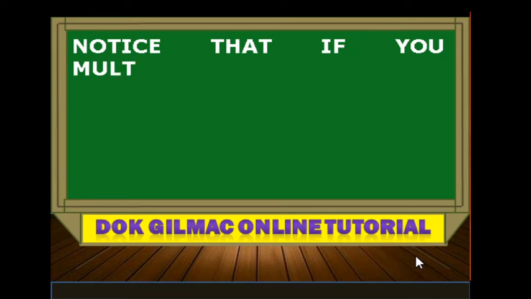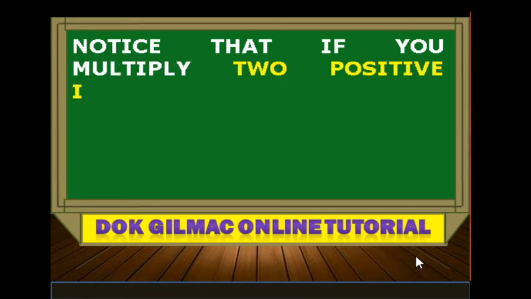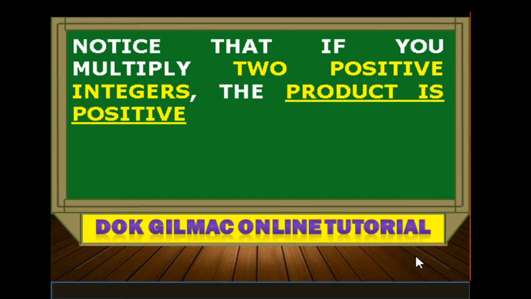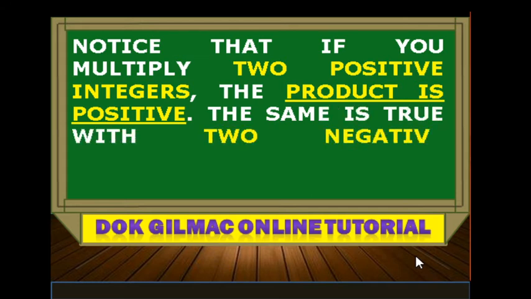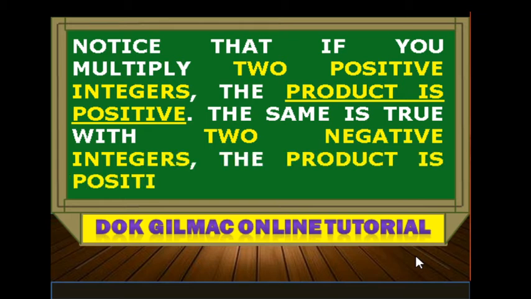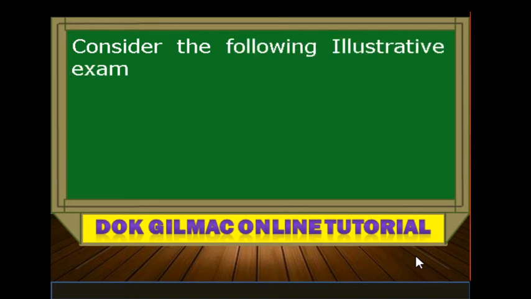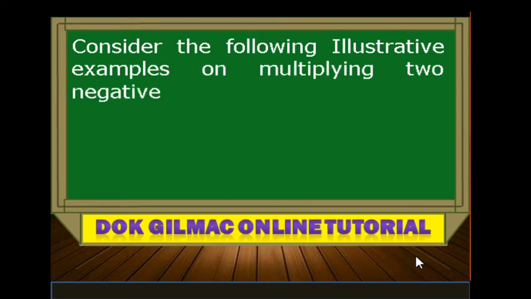Notice that if you multiply two positive integers, the product is positive. The same is true with two negative integers. The product is also positive. Consider the following illustrative examples on multiplying two negative integers.